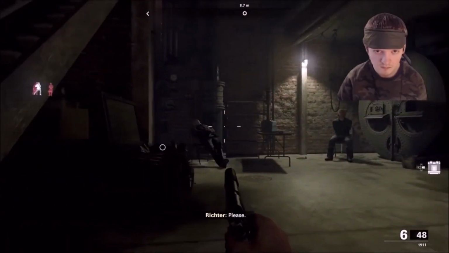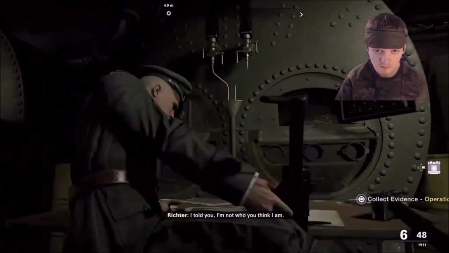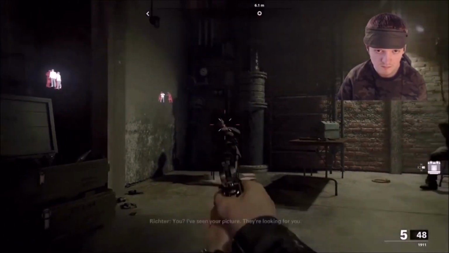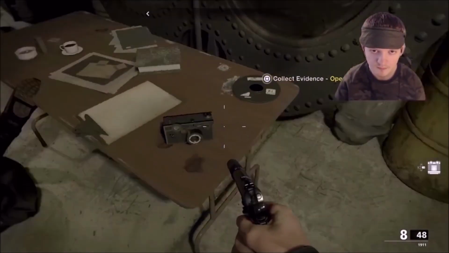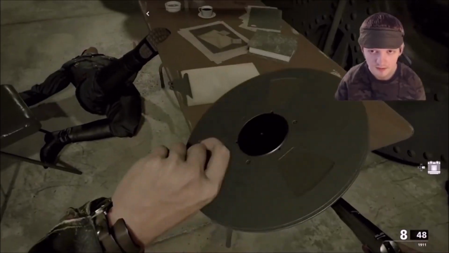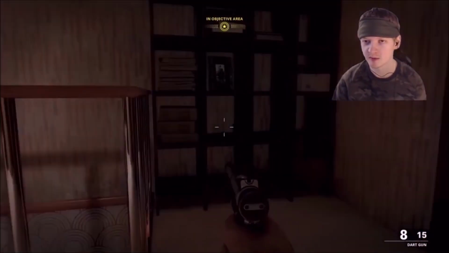Additionally, there's also a notebook, or a piece of paper I should say, that tells you a little bit more information about the informant, but that's not a piece of evidence, just to keep that in mind. The next piece of evidence in this mission is pretty easy.